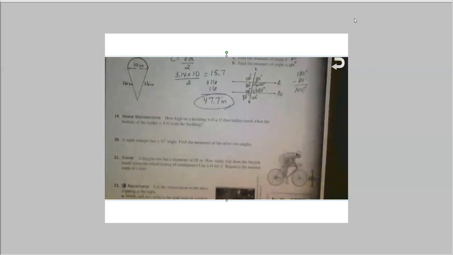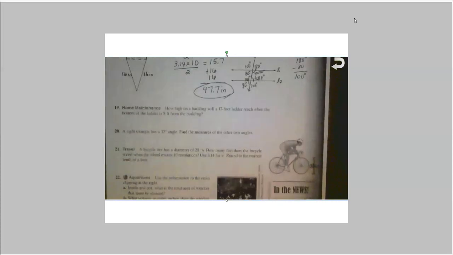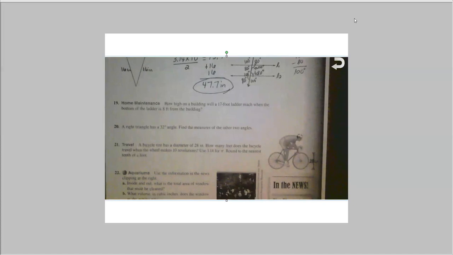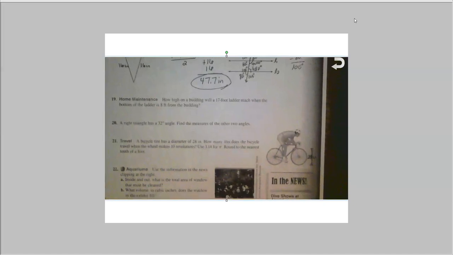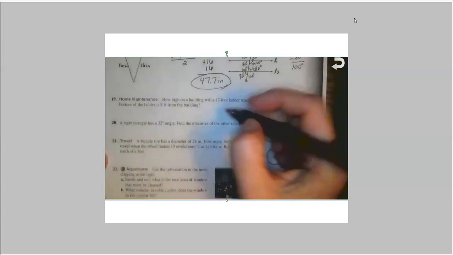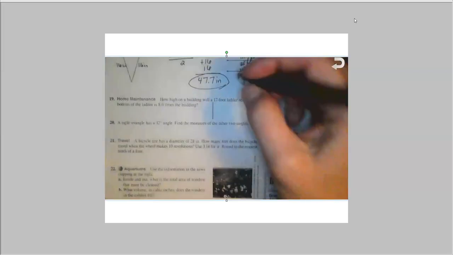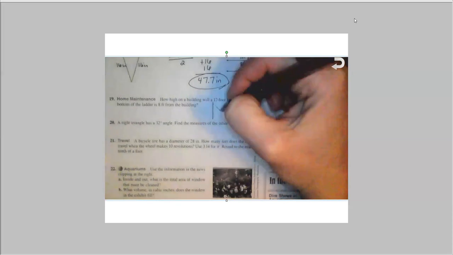All right, so now we're going to finish up with several word problems tonight. Number 19, we've got some home maintenance. It says, how high on a building will a 17-foot ladder reach when the bottom of the ladder is 8 foot from the building? So we may need to kind of illustrate what's being shown here. We've got a building wall and a 17-foot ladder.